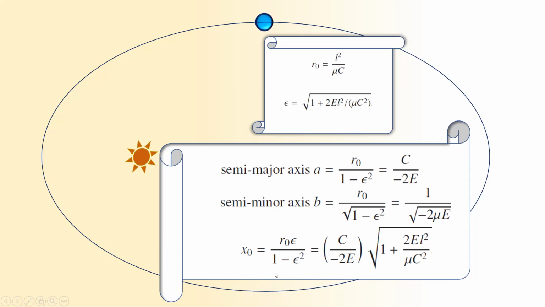x naught is r naught epsilon divided by 1 minus epsilon square. So if we substitute and simplify, we will get this quantity, and that is c by minus 2e into root of 1 plus 2 energy times angular momentum square divided by mu into c square. So this is all about the ellipse and its properties.